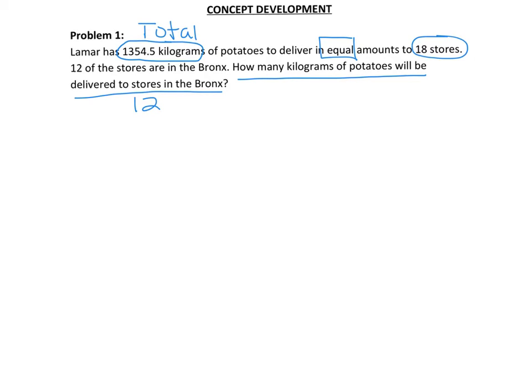So if I know my total, 1,354.5, and I'm going to equal amounts, that tells me I'm going to have to divide by 18 because it's 18 stores. So 1 divided by 18 I can't do because 1 is too small, 18 is too large. 13 divided by 18, 13 is still too tiny. 18 is still too large. So now it's 135.